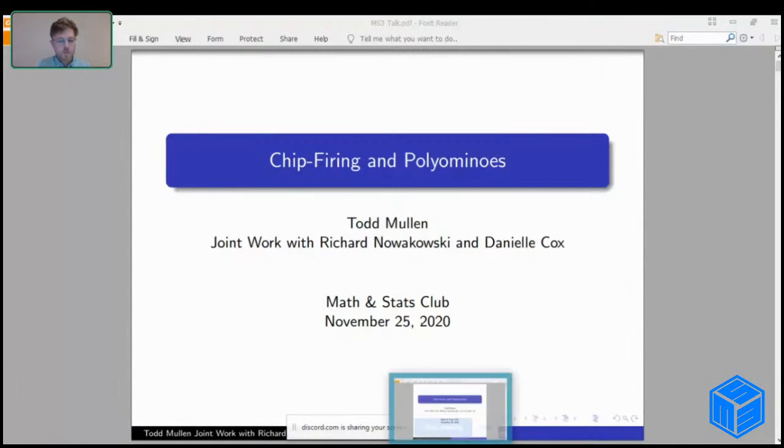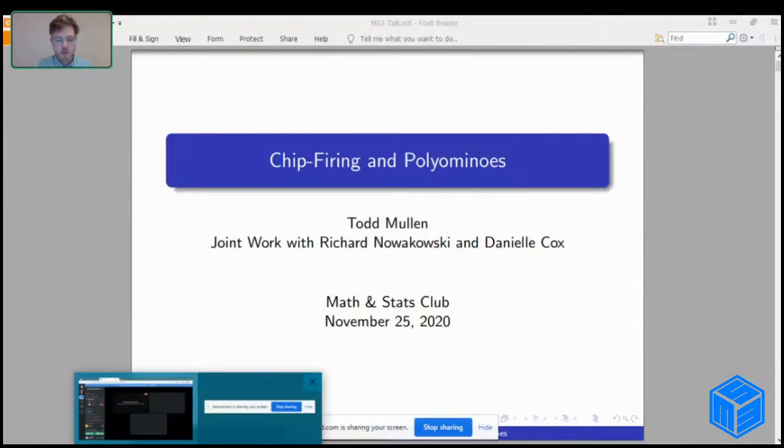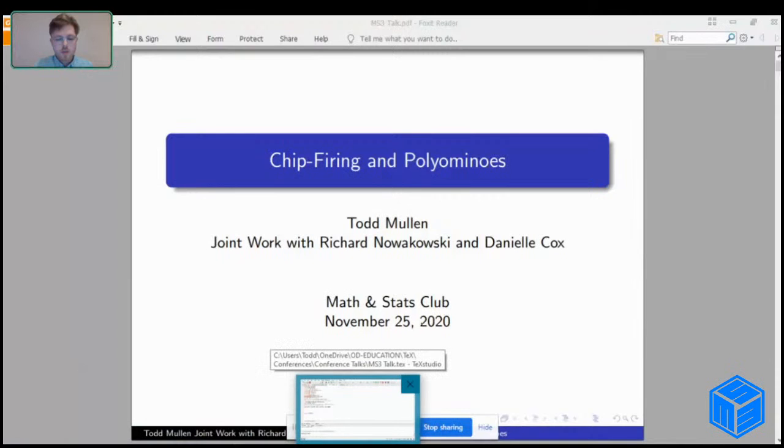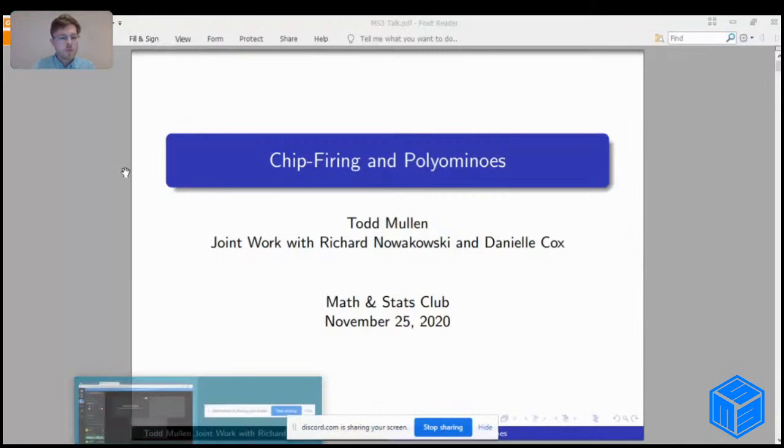Now, I've got a few different windows open here I'm going to be trying to bounce between. This is all a little new to all of us, I'm sure. So let's go here.